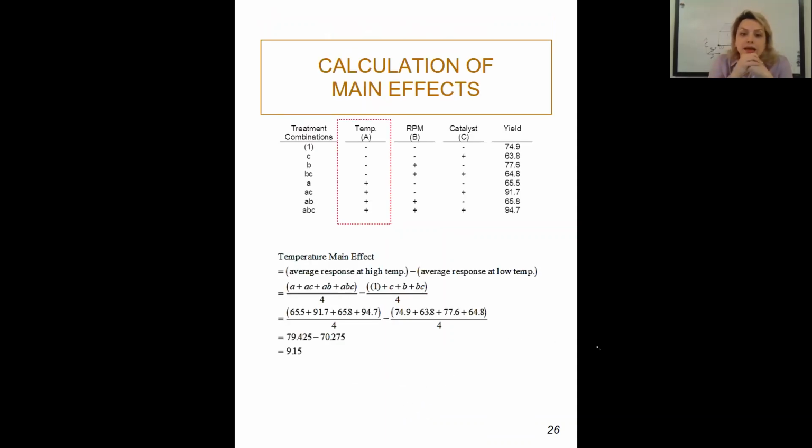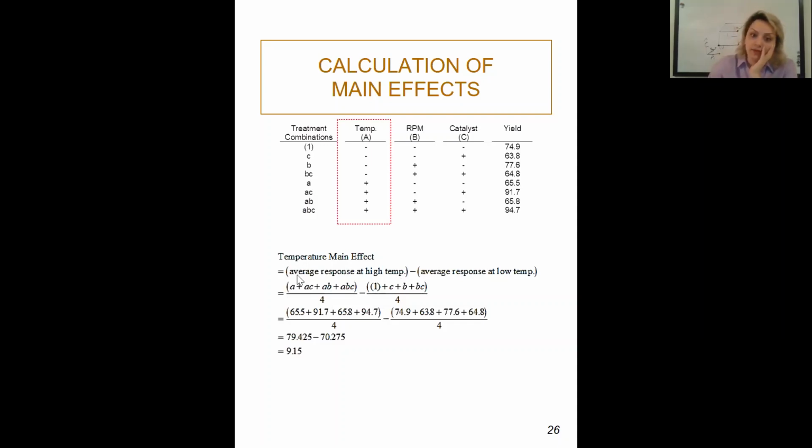Okay, so let's, with the coded values and the combinations of them, treatment combinations for each run, let's find out the main effects. Look how we work. So, for example, we want to find out the temperature main effect.